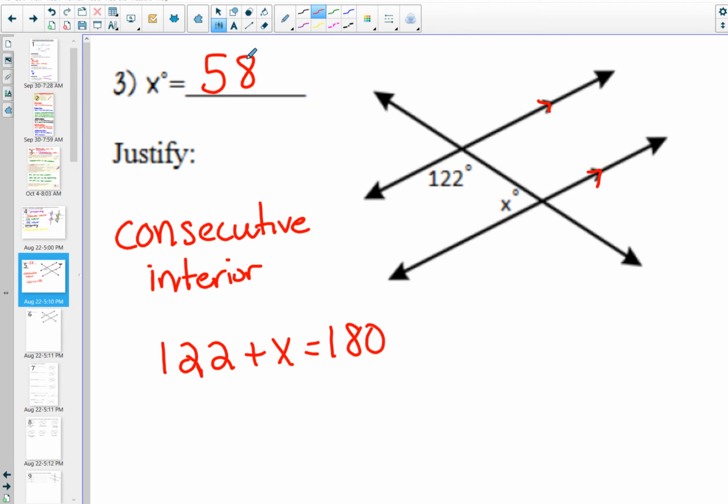The three that we're learning today, this one, our consecutive interior, is the only one that's supplementary. If we have alternate interior, they're congruent. We have corresponding, they're congruent. If we have alternate exterior, they're congruent. This is the only one that's going to add up to the 180, the new one that we're learning today. If it's 90, you're going to set the little box saying, hey, we're perpendicular.